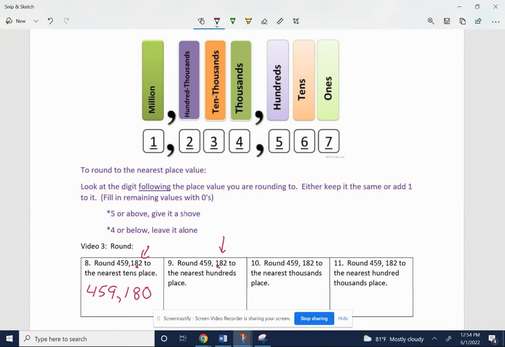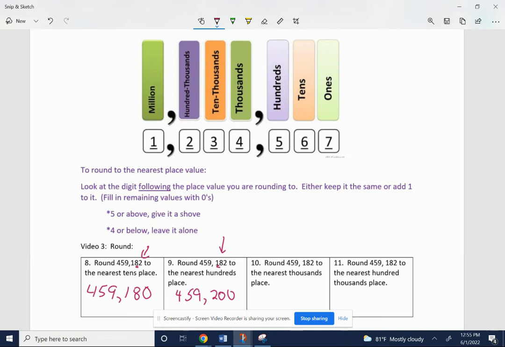That 8, which is to the right of my rounded place value, if it's 5 or above, I'm going to give it a shove. If it's 4 or below, I'm going to leave that number alone. So 8 is 5 or above because 8 is 5 or bigger. So I'm going to take that 1 and make it a 2. So I'm going to round it to 459,200. Just stick zeros there on the end. 459,200.